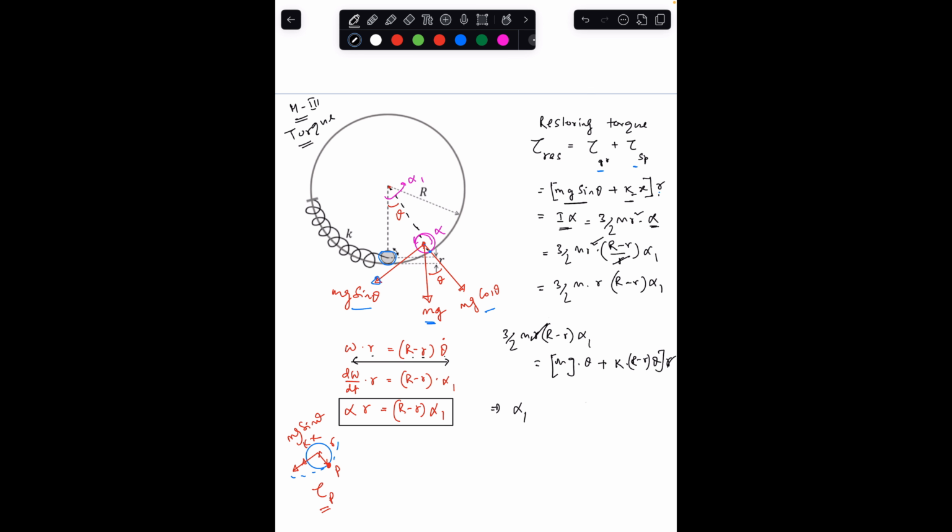Put it on the other side. Alpha 1 is equal to 2 by 3 m into, again how much are we getting, mg plus k into (R minus r) divided by (R minus r) into m total into theta. So after cancellation, alpha 1 becomes 2 by 3, m gets cancelled, inside the bracket g by (R minus r) plus k by m, into theta, that is equal to omega square theta. Correct? So this is the method that we call the torque method.